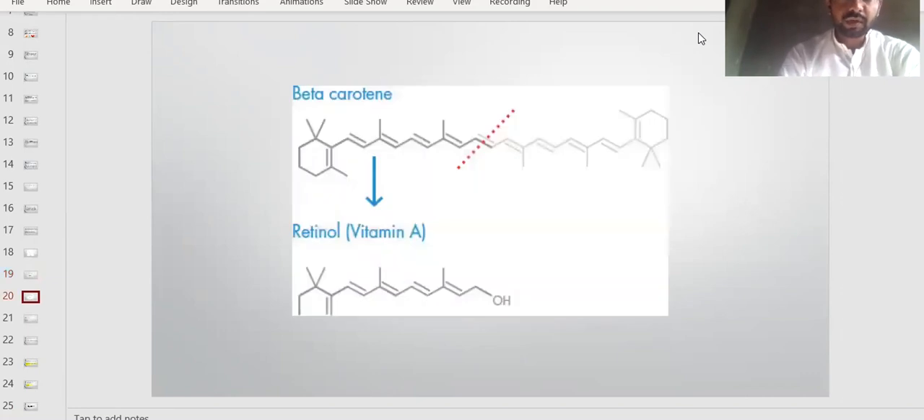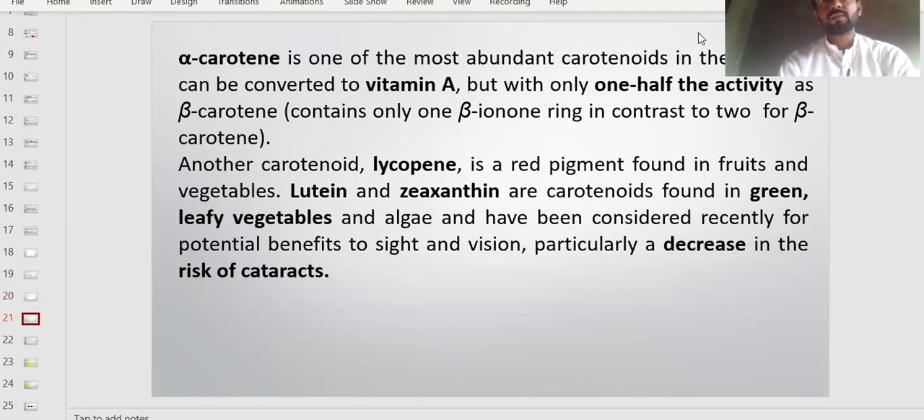This is beta carotene, which is cut in half and converted into retinol. That is the formula of vitamin A. Alpha carotene is one of the most abundant carotenes in the diet and can be converted into vitamin A, but with only half the activity of beta carotene.